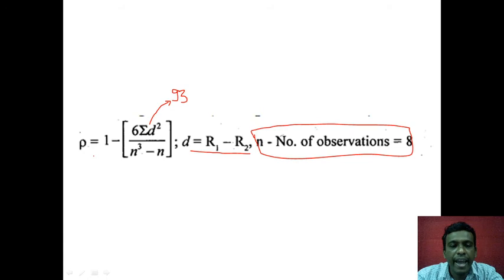Okay, and what is n cube minus n? N is 8, so it is 8 cube minus 8. So what is 8 cube? 8 cube means 8 you have to multiply 3 times. 8 into 8 into 8 minus 8. So first find out what is 8 into 8 into 8, and then subtract 8. Okay, so let's substitute and see what we will get.